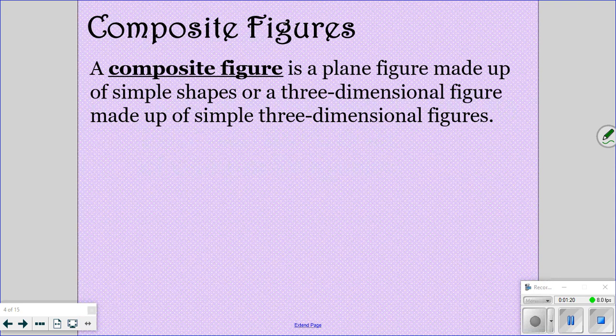So a composite figure is a plane figure, so a flat figure made up of simple shapes, or a three-dimensional figure made up of three-dimensional figures. So an ice cream cone would be an example of a three-dimensional composite figure because it would be a circular cone and a hemisphere on top of it. A house would be a composite figure because it could be a rectangle or a square with a triangle on top. But you've dealt with composite figures more than likely before.